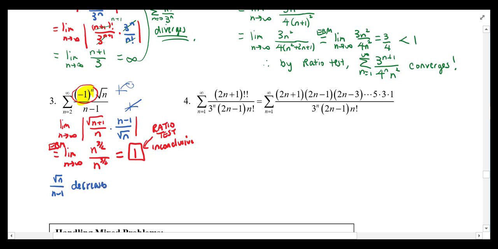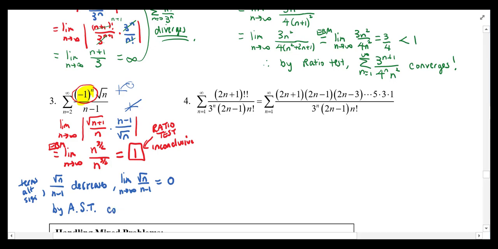And what else do we need for the alternating series test? Oh yeah, we have the alternating signs. Terms alternate signs. And finally, what else do we need? Yeah, the limit as n approaches infinity of the root n over n minus 1. And yes, I know this does equal 0. So therefore, by the alternating series test, going back to something you did earlier in the unit, this does converge.